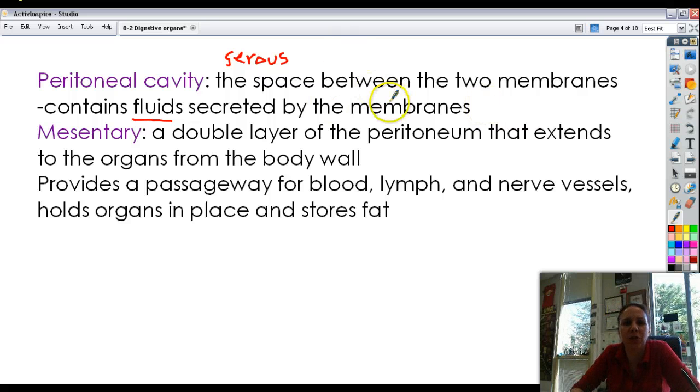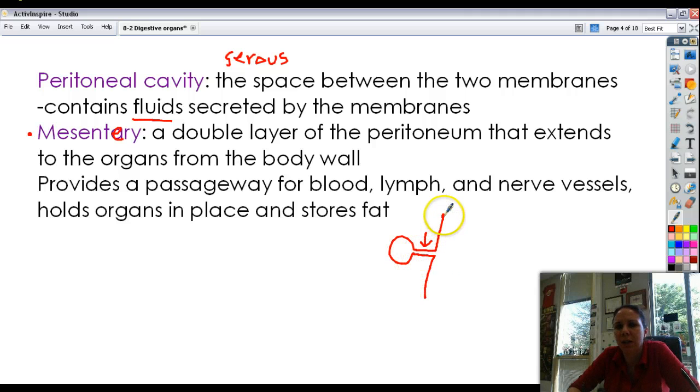Now we do have a special type of membrane in there called the mesentery. And the mesentery, actually I think it might be an E, I need to look that up. Mesentery is a double layer of peritoneum that extends to the organs from the body wall. So if here's your body wall, it goes out, goes around your intestine, back, and then back to the body wall. And so that layer around it right there, see how it's made up of two layers? That would be the mesentery.